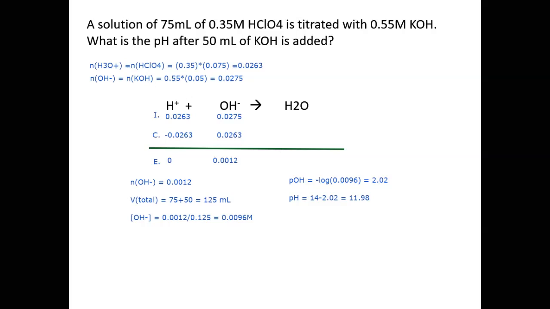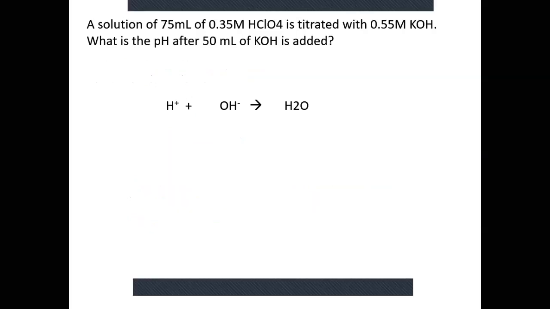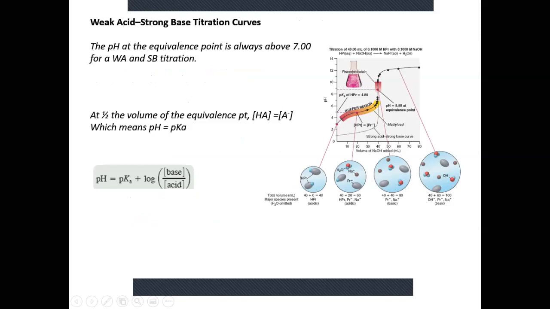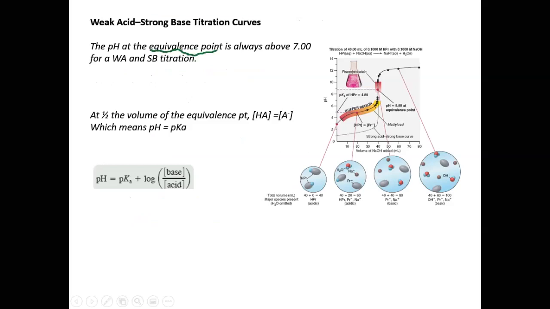So that's strong acid, strong base. Now we're moving on to weak acid, strong base. So in a weak acid, strong base, you're forming as a product a weak conjugate base. So for a weak acid, strong base, the equivalence point is always above 7. Because again, in a weak acid, strong base titration, you're forming a weak conjugate base.